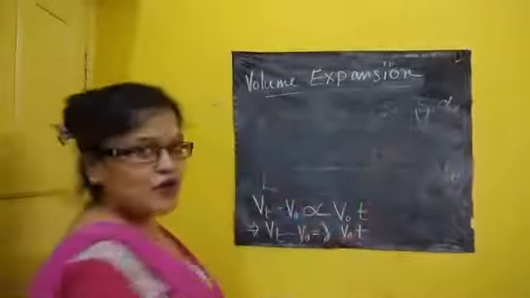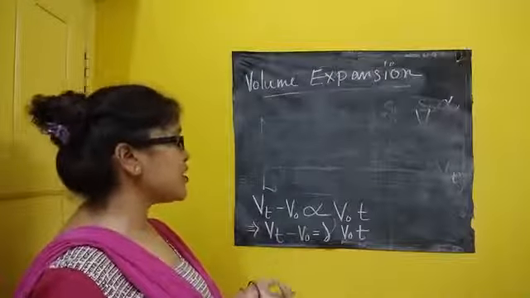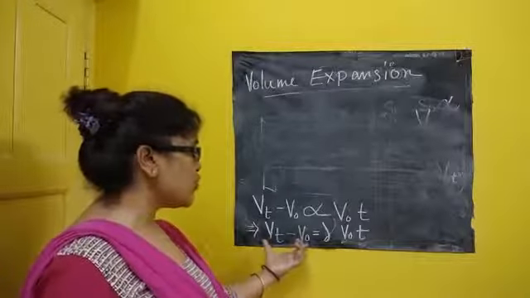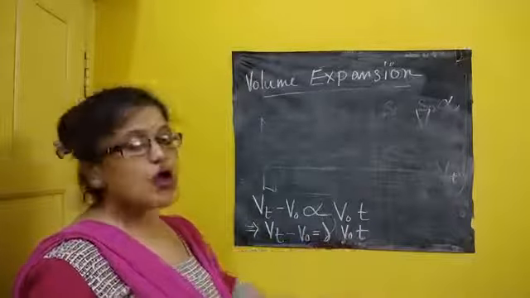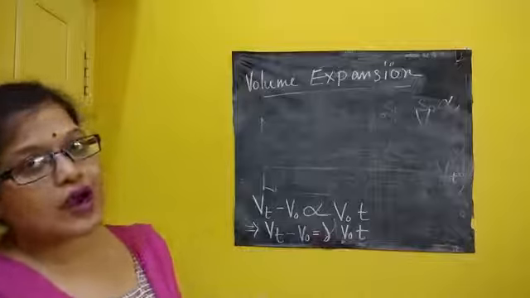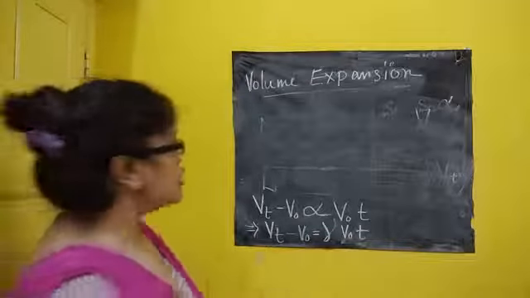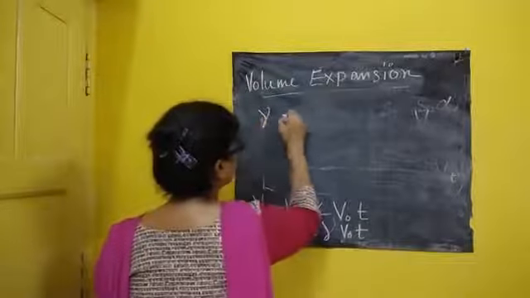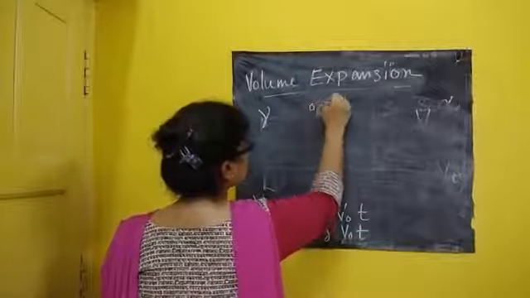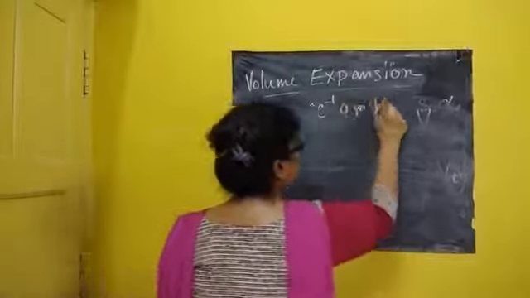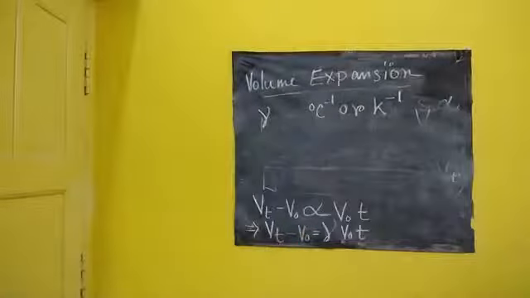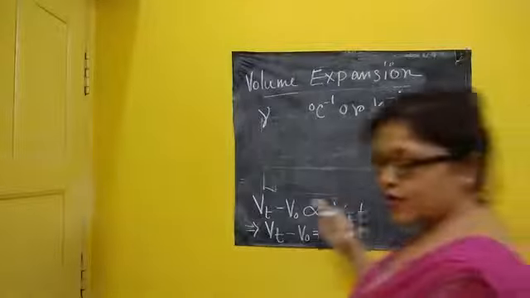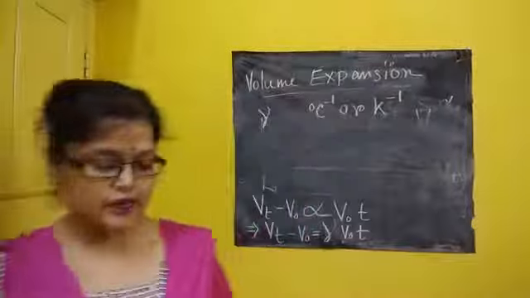Can anyone suggest what will be the unit? Here also the unit will be degree Celsius inverse, because for volume it is meter cube, and another volume is there, that is also meter cube. So the remaining unit is for temperature. So the unit of gamma will be degree Celsius inverse or Kelvin inverse. Clear? So that's all about volume expansion, surface expansion and linear expansion.